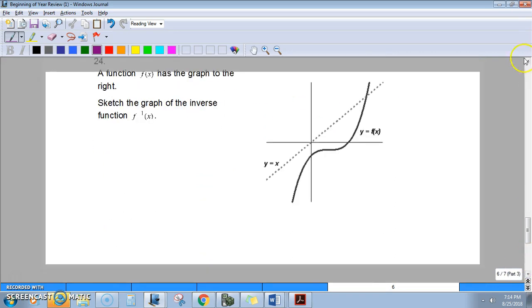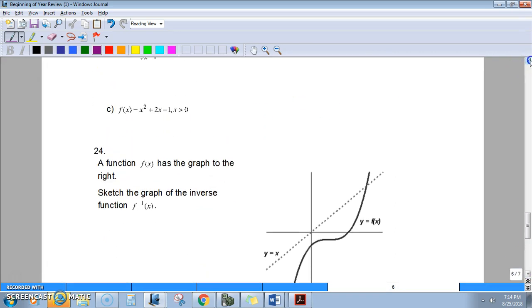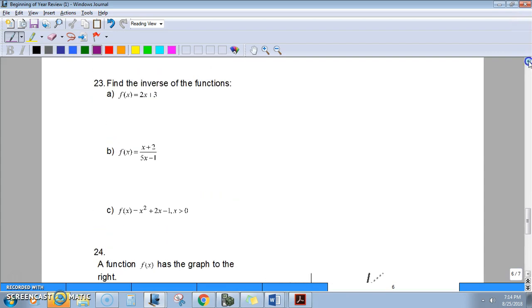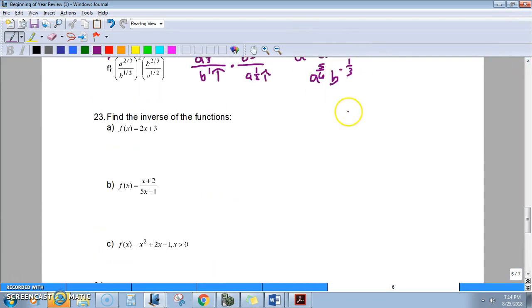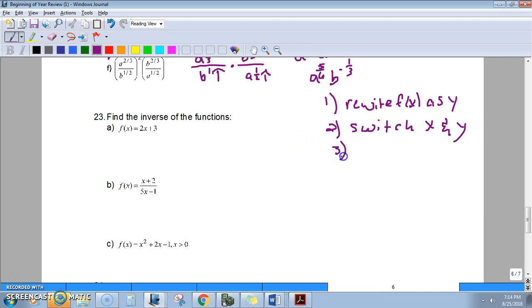All right, finding inverse functions. There are 3 steps to finding inverse functions. Write these steps down really quickly if you don't remember them. It is 1, rewrite f of x as y. 2, switch places with x and y. Switch x and y. And 3, solve for y. Write those down, learn them.